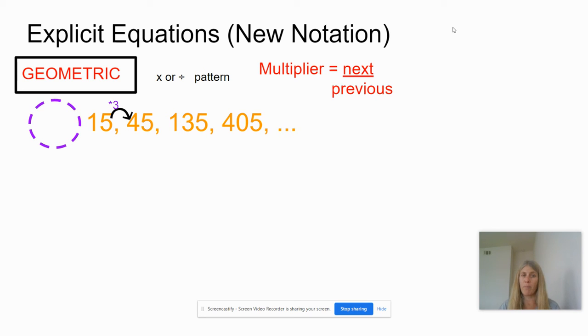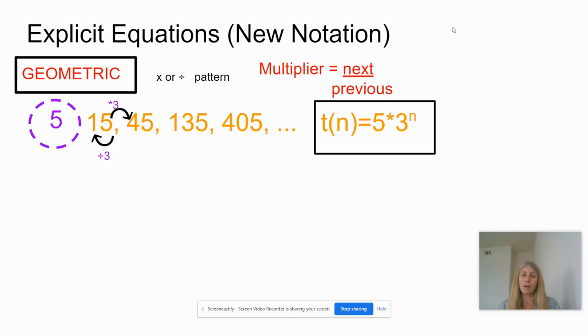So we're going to go ahead and work backwards. 15 divided by 3 is 5. So we know that our 0 term is 5. Once again, all we need is our multiplier, which is 3, and our 0, which is 5. Now, our equation is the same. We're simply replacing y and x with t of n and n. So in this case, t of n is equal to 5, which is your 0, times your pattern 3 to the nth power. Once again, our 0 comes first, which is our a, and our pattern comes second to the nth power, and that would be our b.